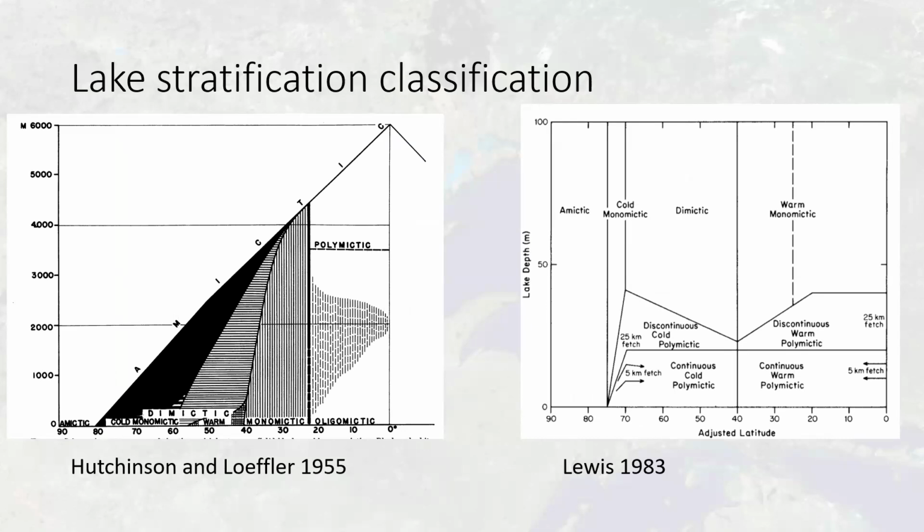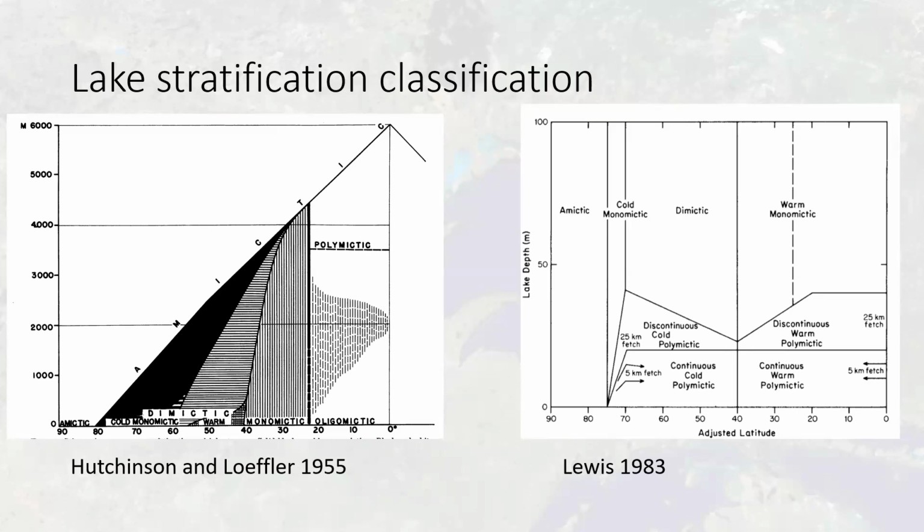Not all lakes stratify the same way. These are attempts at coming up with classifications for whether a lake stratifies positively in the summer and negatively in the winter, or only in the summer, or only in the winter, or doesn't stratify at all, or stays stratified all year long. There are lots and lots of different things. And these two old papers, Hutchinson and Loeffler, 55, and Lewis in 83, are attempts at using things like latitude and altitude and lake depth to push these lakes into little boxes, which I really dislike. And I'm going to tell you why I dislike that by the end of the talk.